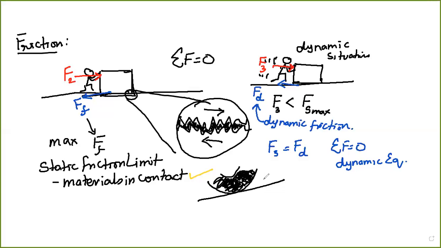Friction is a strange force in that it depends only, mainly, upon the two materials that are in contact.